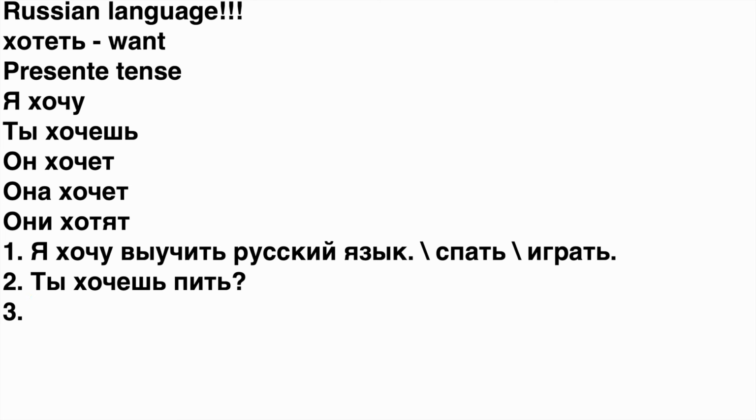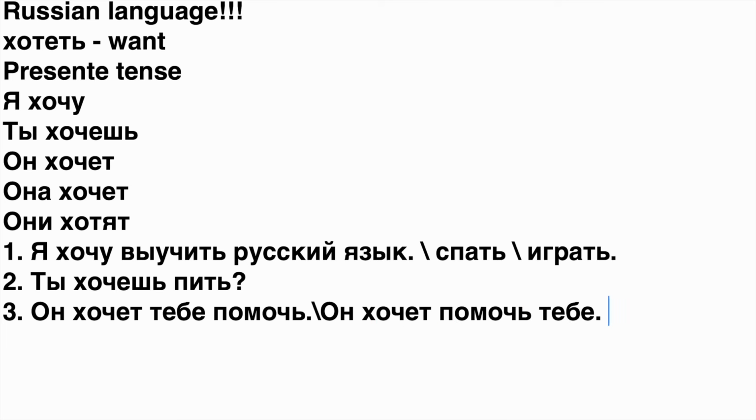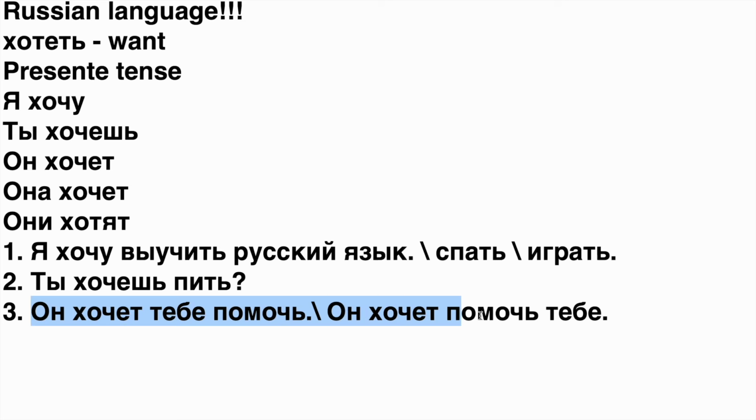He wants to help you. How do we translate this sentence into Russian? Он хочет тебе помочь. Of course, we can say a little bit different, like он хочет помочь тебе. As you see, I put this word тебе in different places in this sentence. In Russian language we can build one sentence in different ways, and the meaning of all these sentences, for example in this situation, is the same.